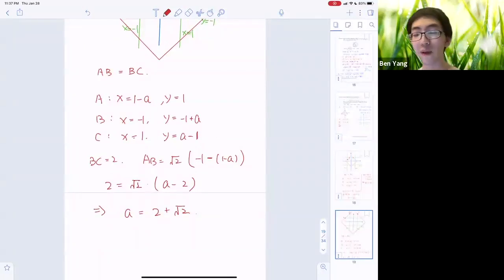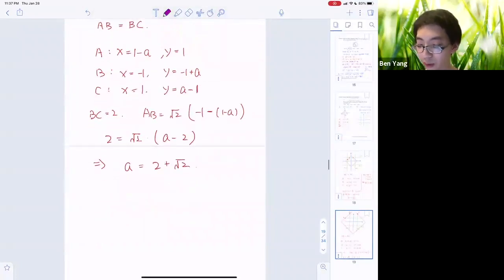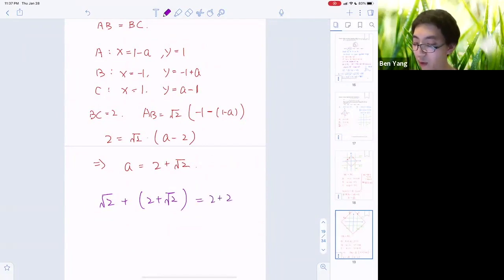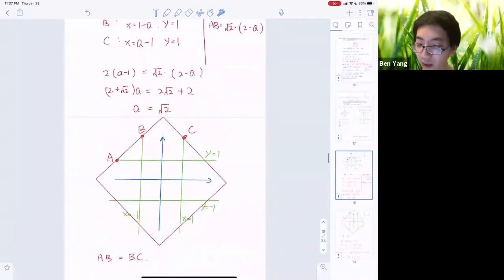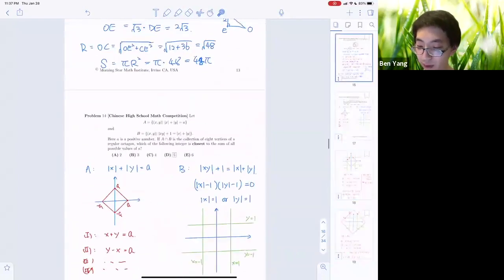Okay, so now we have two values of a. The two values are root 2 and 2 plus root 2. We want to find the sum of all possible values of a. So let's take the sum, and that's equal to 2 plus 2 times root 2, which is roughly 5, because root 2 is like 1.4 something. So the answer is 5.